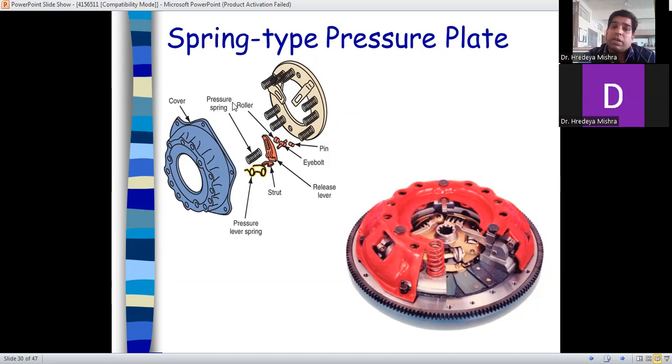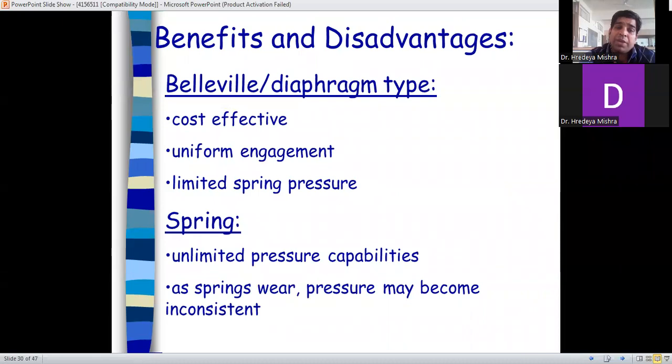Okay, here the important components are the cover, pressure spring, roller, and the stud is also used, pressure lever spring, release lever, eye bolt. So by these we can assemble, and here the assembled spring type of pressure plate is there.